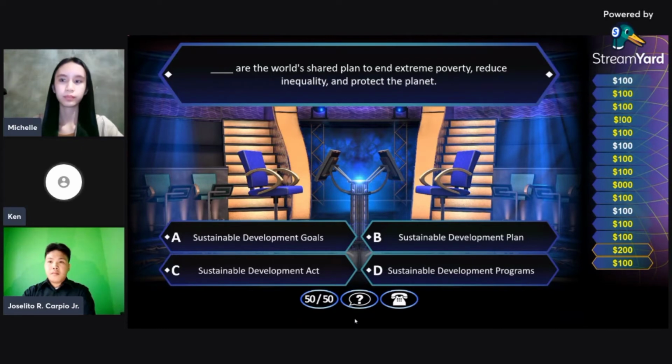A. Sustainable Development Goals. B. Sustainable Development Plan. C. Sustainable Development Act. Or D. Sustainable Development Programs.